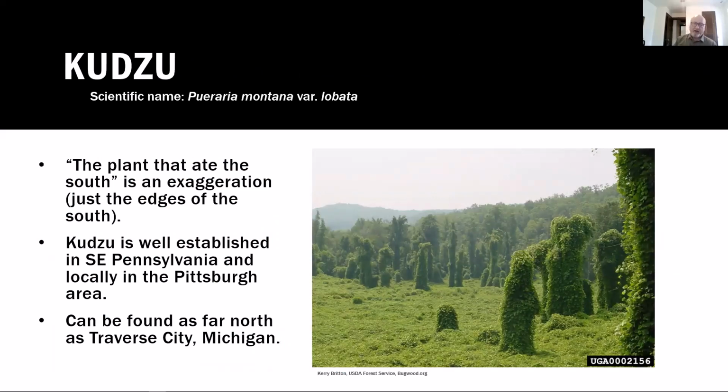Okay, my last species is kudzu, famously the plant that ate the South. It really ate the edge habitats of the South. People see pictures like this and they think if they go to the South, it's going to be everywhere. It's not really like that, but it certainly can do that. And they used to say it's not going to get this far north. Well, it's here. And it's up in Traverse City, Michigan. And the climate's warming, so it's going to be increasing in Pennsylvania.